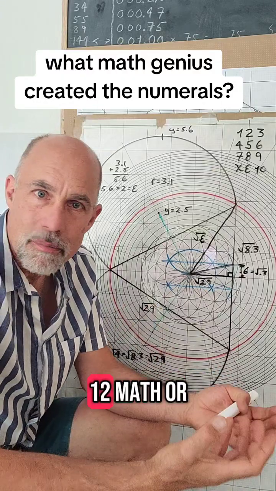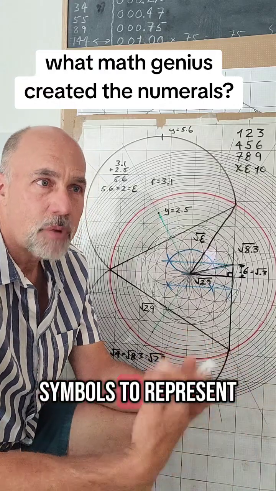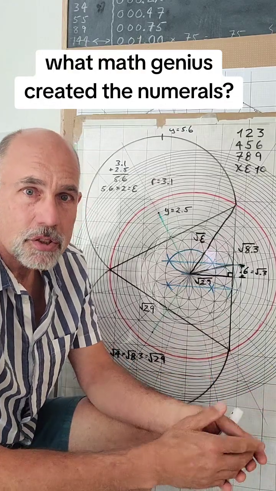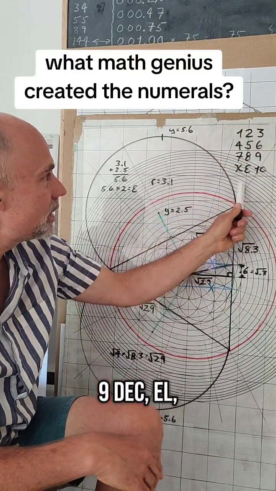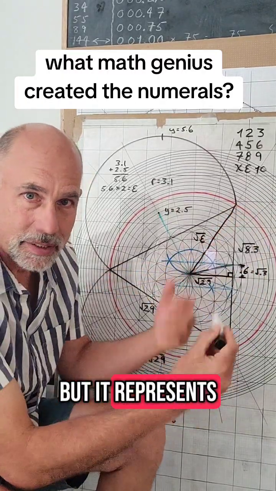So in base 12 math or Dozenal math, you need 11 symbols to represent the numbers between 1 and a dozen. So you count 1, 2, 3, 4, 5, 6, 7, 8, 9, dec, L, and then do. So do looks like a 10, but it represents a dozen.